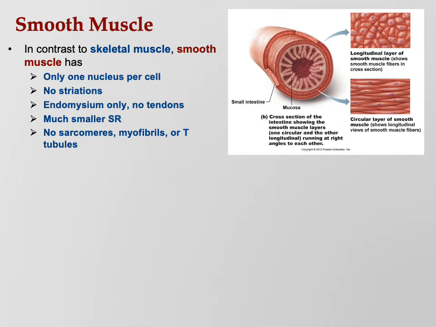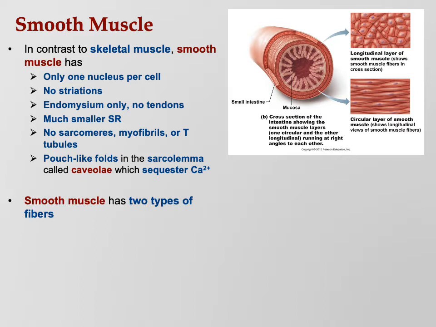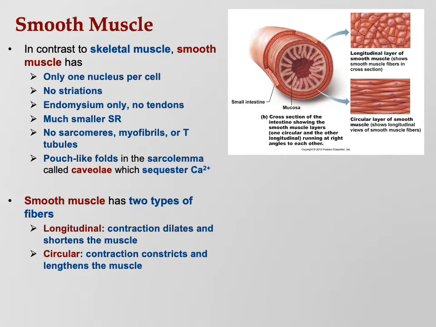So it's very different. Remember, skeletal muscle and cardiac muscle were pretty much similar. Cardiac muscle looked like skeletal muscle, except that all the fibers were branched and interconnected. Smooth muscle is really a completely different type of muscle. It has these pouch-like folds in the sarcolemma called caveolae, not ravioli, caveolae, that sequester calcium. So that's why the sarcoplasmic reticulum is much smaller. You've got all these little pockets of calcium, these caveolae all over the place. So you still need calcium, it's just that you supply it in a different way. And smooth muscle has two basic types of fibers. The longitudinal contraction dilates and shortens the muscle, and the circular contraction constricts and then lengthens the muscle.